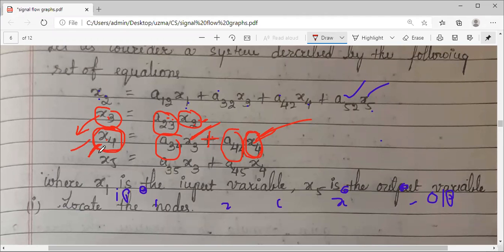Coming to the fourth equation, what is the output? It is x5. So x5 is your output. What are the two signals coming? One is from x3, one is from x4.